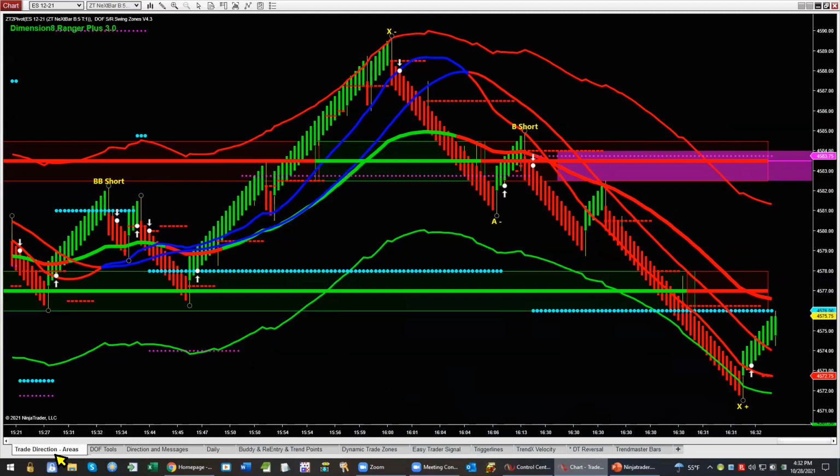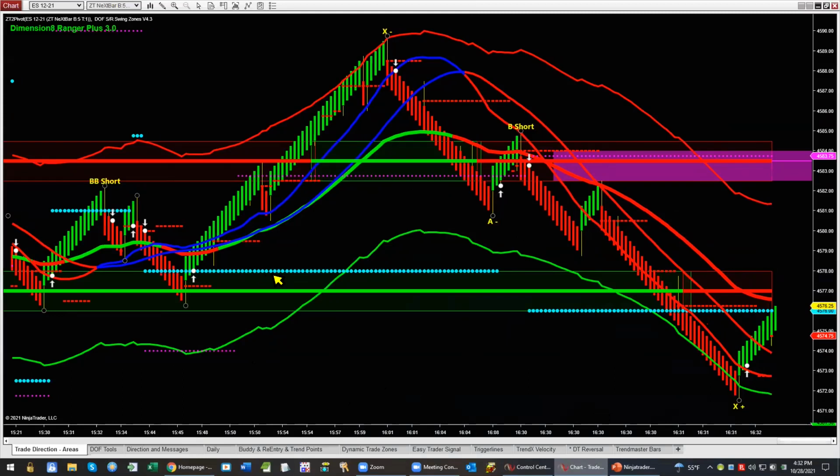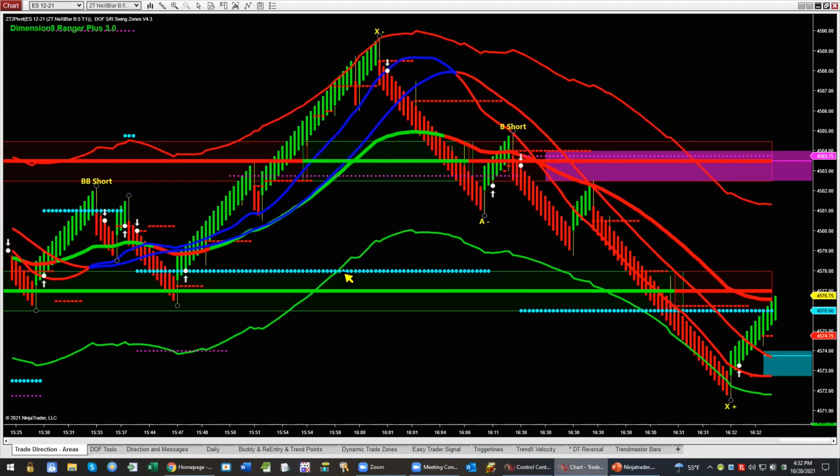So let's talk about trade direction and areas. What you see here is our fib lines. And you see with these little cyan dots, that is a major one-to-one extension. These little pink ones up here are minor one-to-one extensions. The fib extensions frequently act as support and resistance, almost as strong as fib lines, as you can see right here. This is live, by the way. This is not a static chart.